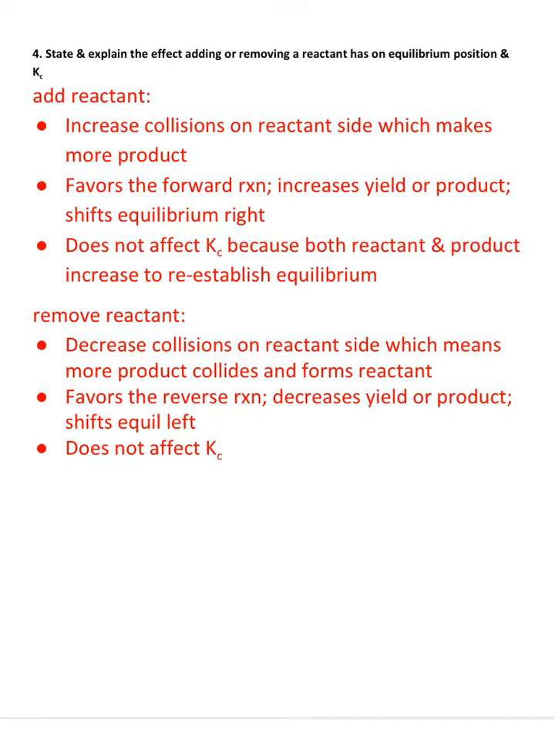So when I add a reactant, you increase collisions on the reactant side, which makes more product. That means you're favoring the forward reaction, you're increasing the yield of product, and you're shifting equilibrium right. Those are all ways to describe the effect on the reaction.